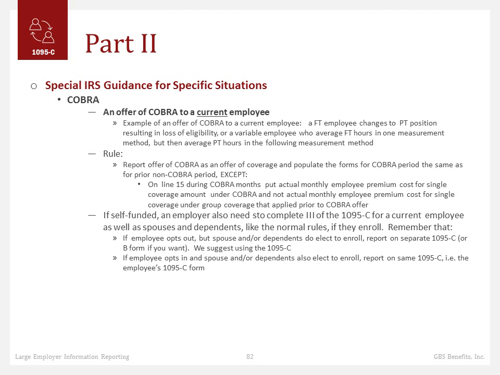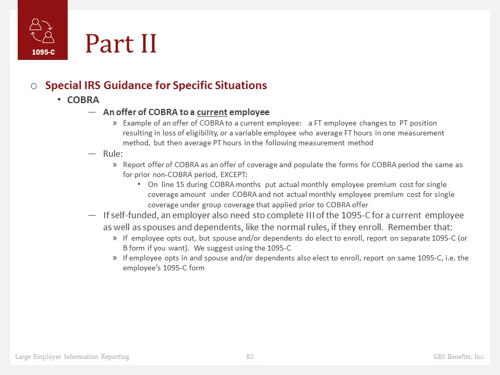So this slide. First of all, I want to give you an example of what an offer of COBRA to a current employee might entail. What would bring up that situation? Why would you be offering COBRA to a current employee? Well, a full-time employee might change positions, change to a part-time position, resulting in a loss of coverage, or a variable hour employee who averaged full-time hours in one measurement method, but in the following measurement method averaged less than full-time. So they lose the eligibility even though they are still an employee and still variable.